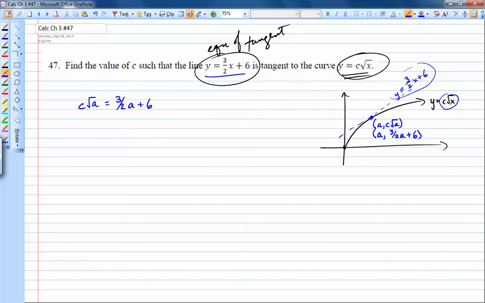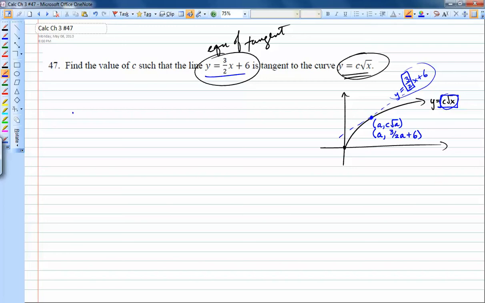Okay, so let's see, how can I solve for a? Let's try. Well, actually, no. Let's do this a different way, because that way is going to take a while. So another thing that we can do is the slope of the tangent right here is 3 over 2. Well, that's going to be related to when I take the derivative of my original function and plug in a.